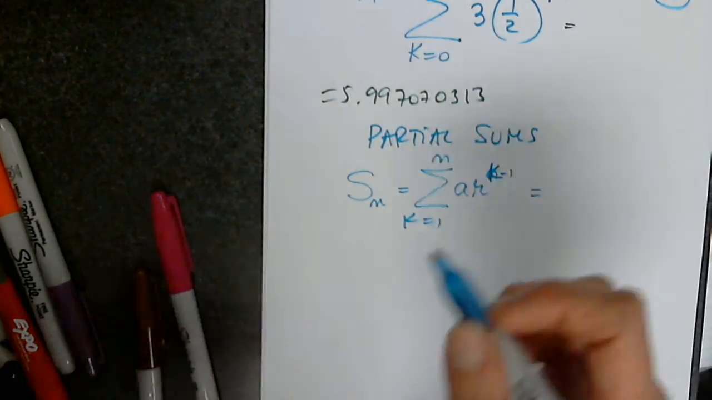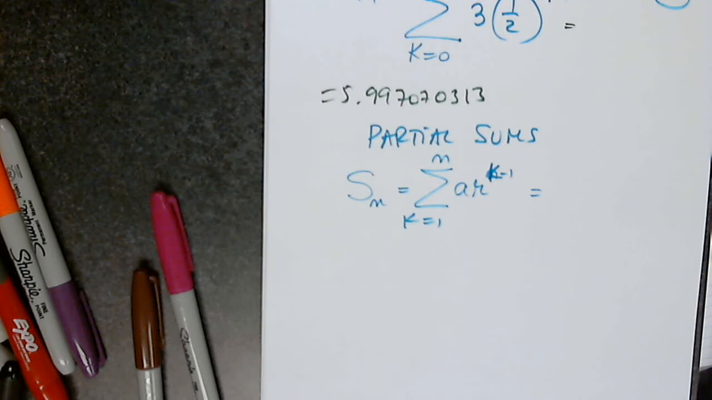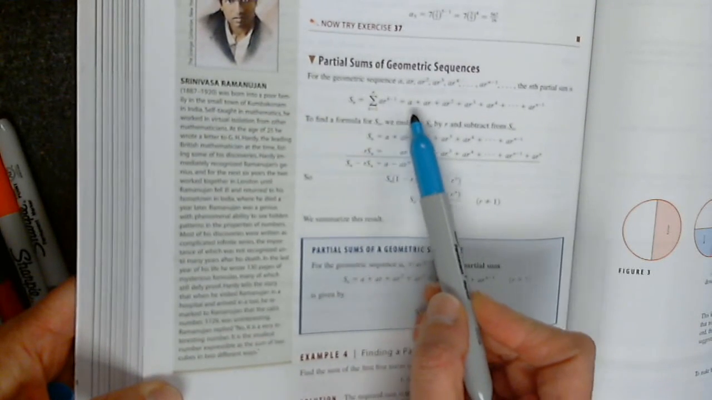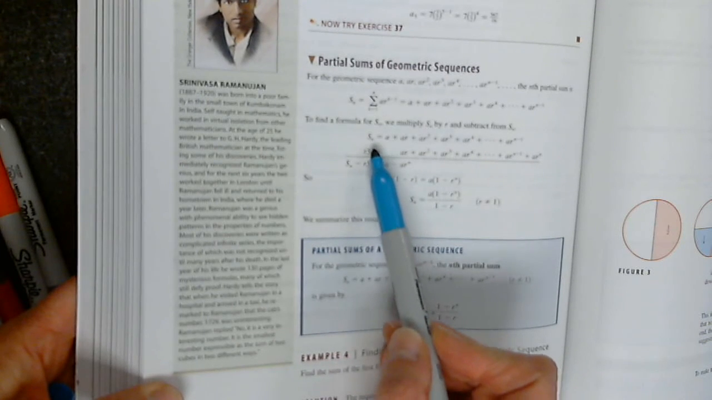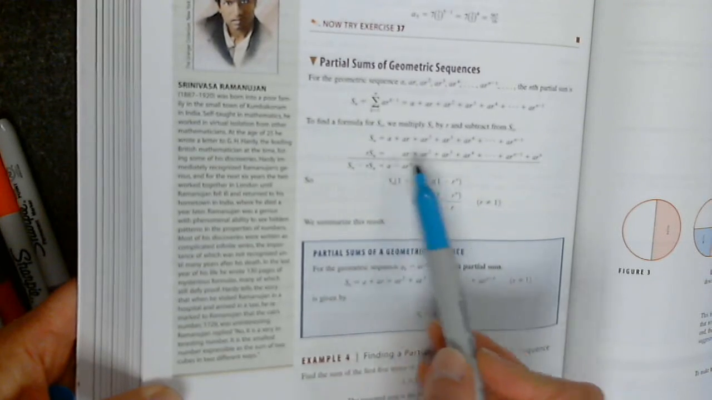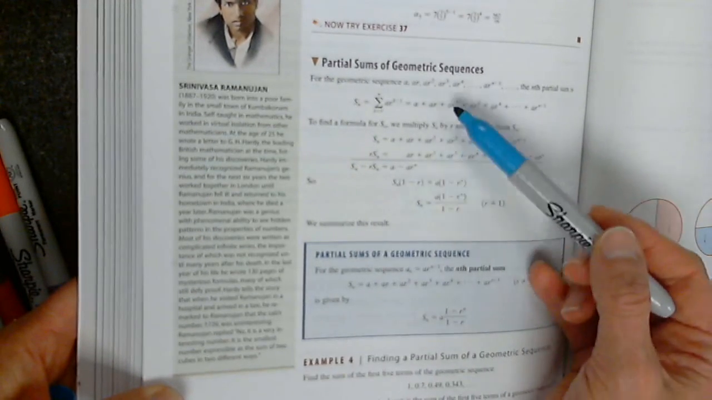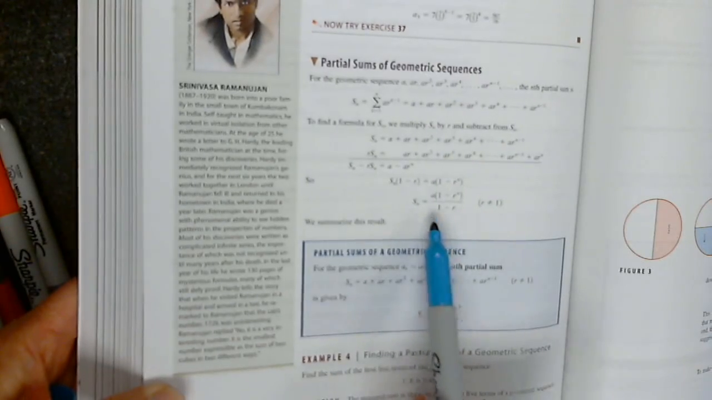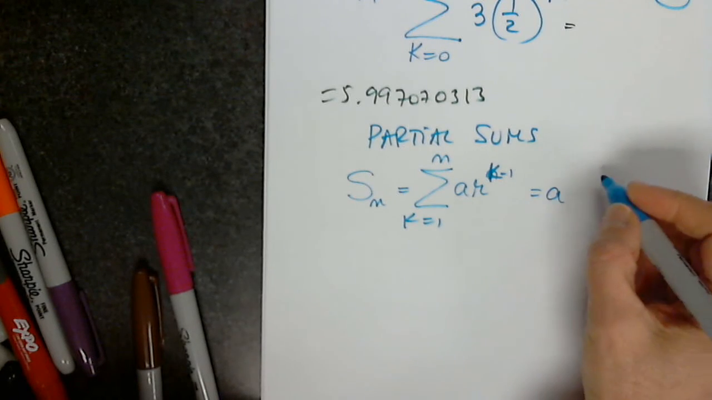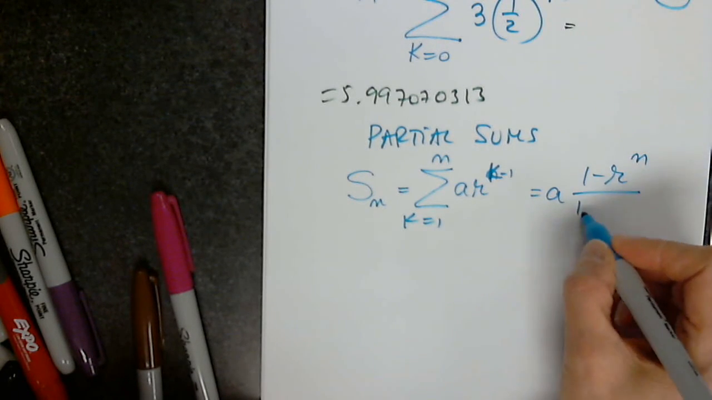And we can prove it, but I'm not going to do it, and I'm not going to ask you to. You can read what they did here. They wrote the sum, and after they wrote the sum, they multiplied both sides by R, and they added the terms. And that's how they came up with this. So then this is A times 1 minus R to the n power over 1 minus R.